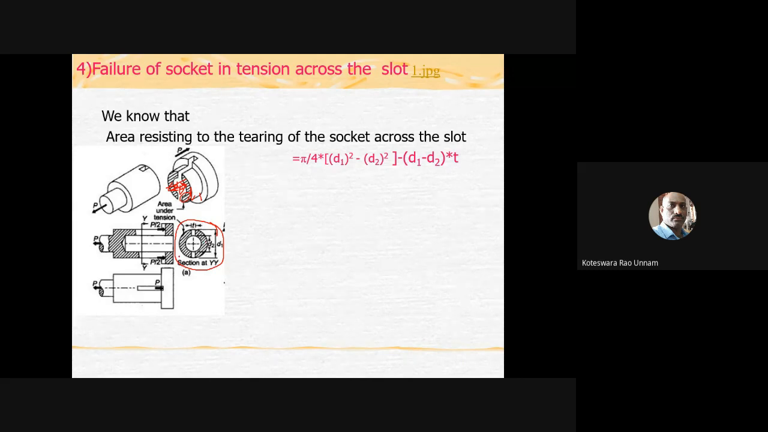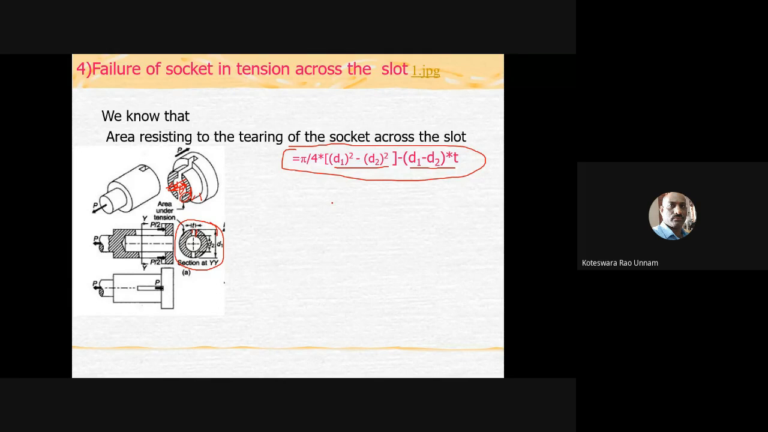So area is nothing but here you can see that it looks like a hollow circular cross section. For a hollow circular cross section, we know the formula, that is π/4 into (d1 square minus d2 square). But since you have a rectangular hole throughout this section, you have to subtract the area of that rectangular hole. Area of that rectangular hole is (d1 minus d2) into t.